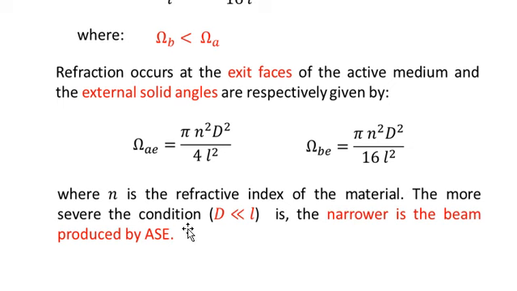The more severe the condition, that is D is much less than L, the narrower is the beam produced by ASE, that is the amplified stimulated emission. This will produce a more narrow beam under the condition that D is much less than L.